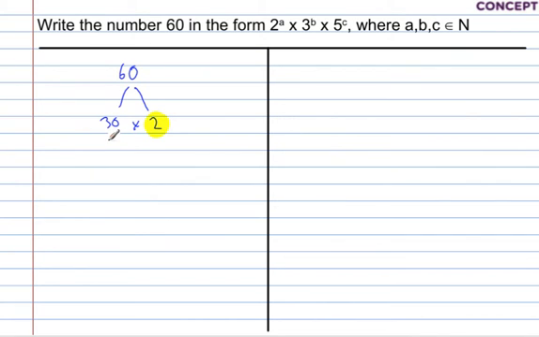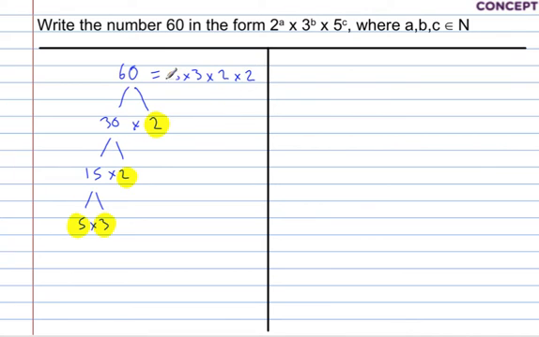Going to go back to the 30 and split that into 15 times 2. Again, 2 is prime, so that branch is finished. 15, going to split that into 5 times 3. And 5 and 3 are both prime, so there you have it. 60 is equal to 5 times 3 times 2 times 2.